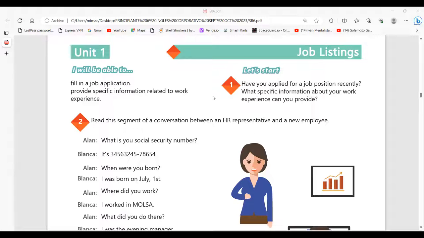Yes. So I'm going to transfer the class to the breakout rooms so you can ask your partners, have you applied for a job position recently? Yes, I have. No, I haven't. Okay. What specific information about your work experience can you provide? For example, what is the information that you can give or share in an application or in a job interview? And then you decide which one, okay? So these two questions you ask and answer in the breakout rooms. Are the instructions clear?